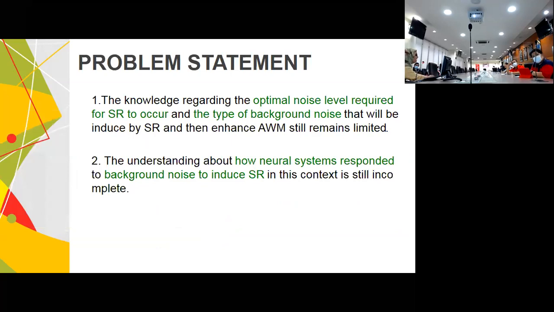So the problem statement is: the optimal noise level required for SR to occur, and the type of background noise that will induce SR in auditory working memory, still remains limited. So this is what we are going to explore. The second part is that the understanding of how the neural system responds to background noise to induce SR in this context is also still incomplete. These are the two problems that we find in this research.